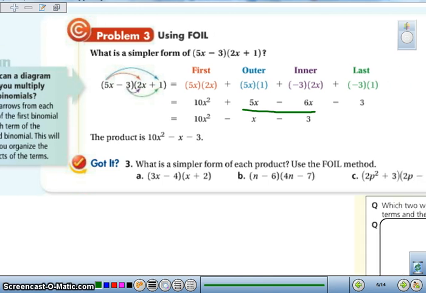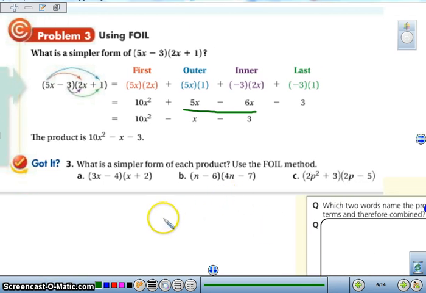So now we have a few problems to practice. They want you to simplify and they want you to use the FOIL method. So again, as we take a look at these, we actually want to multiply: first, outer, inner, and last. So when I look at your work, I should see 3x times x.